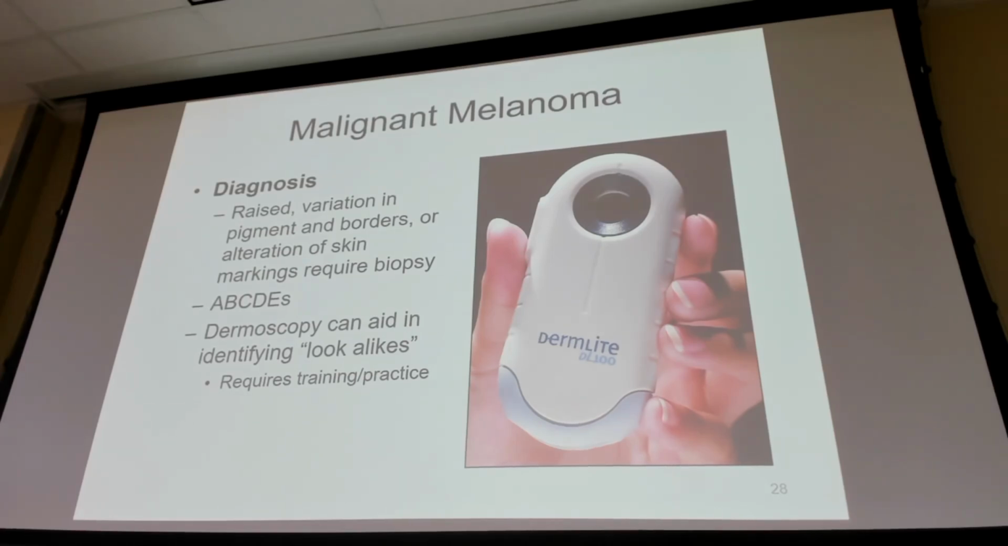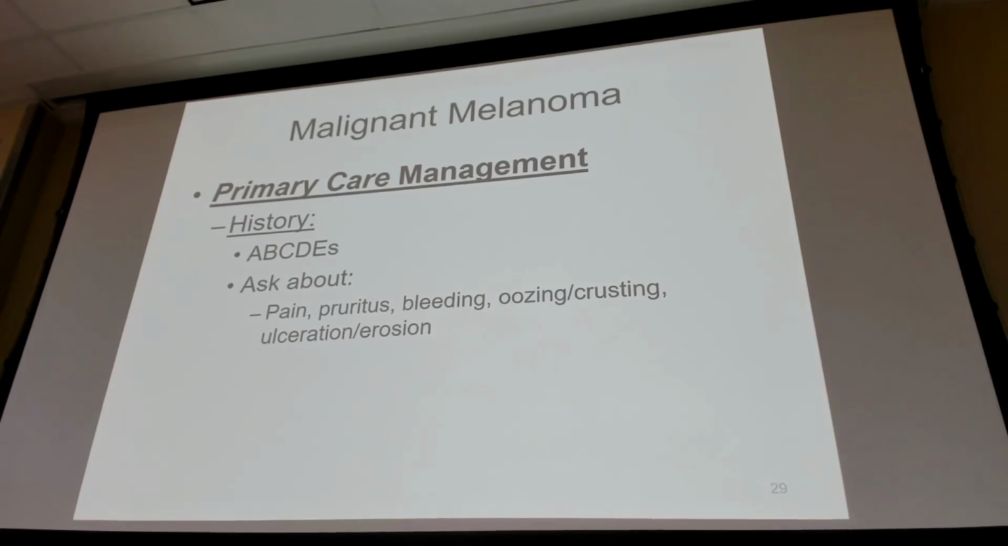Being what you are all going to be when you grow up, primary care management, okay? These are the aspects that you will want to act on. Of course, we're always going to get the HPI, that history, asking specifically about the ABCDEs. Does it hurt? Does it itch? Does it bleed? Is it oozing, crusting, ulceration, erosion? What is it acting like that would make us need to rule it out?